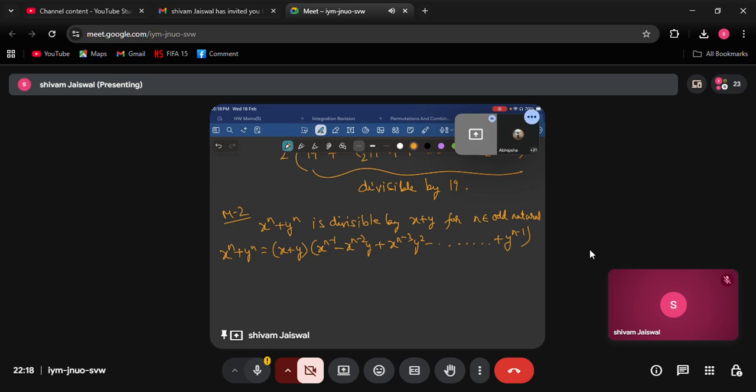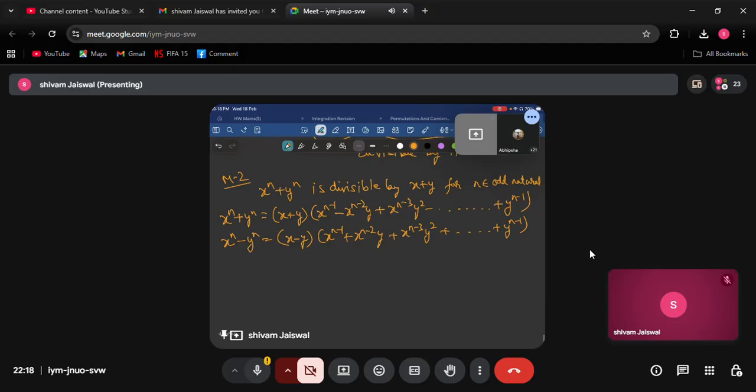And for your reference, I'm writing x to the power n minus y to the power n also. It is x minus y into x to the power n minus 1 plus x to the power n minus 2 into y plus x to the power n minus 3 into y squared. Okay, this we have done in basic maths in the first chapter.